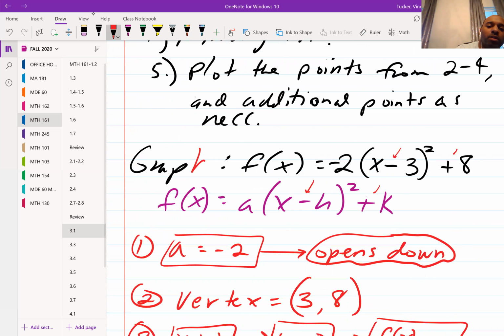All right, so it says graph f of x is equal to -2 times x minus 3 squared plus 8. So the first thing we can determine is our concavity. If a is positive, then it opens up. But we see here that a is negative. We have -2, so it opens down.